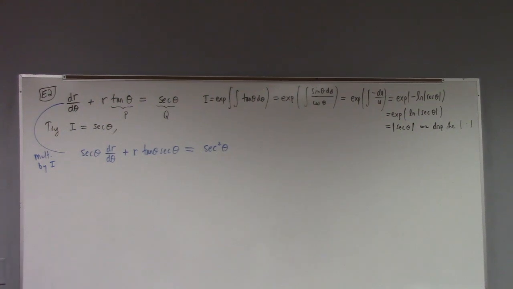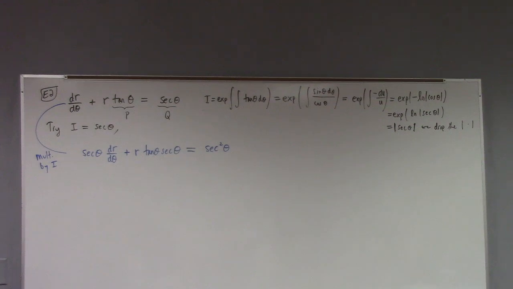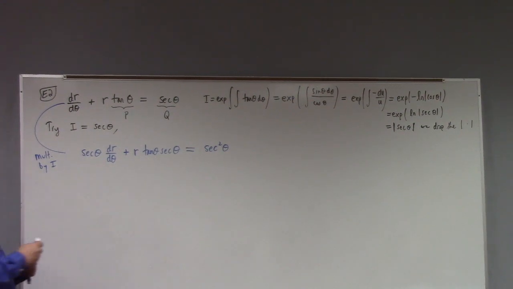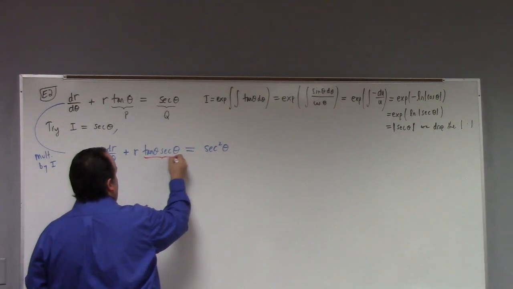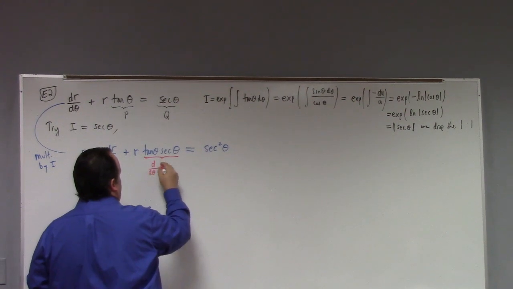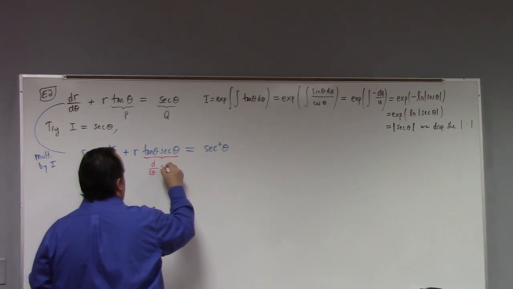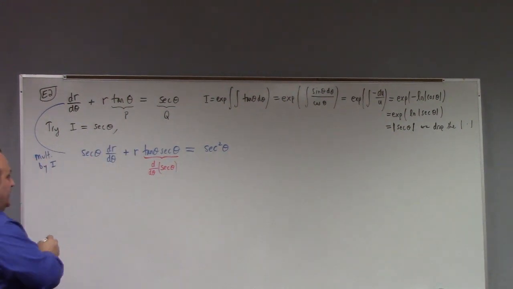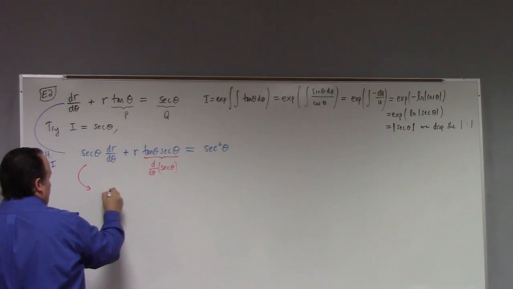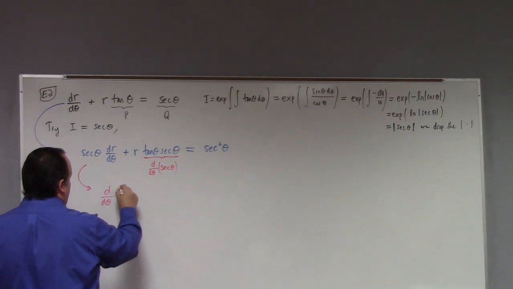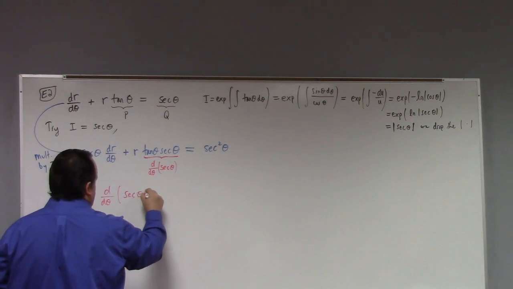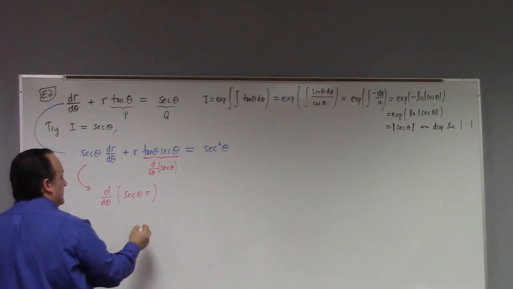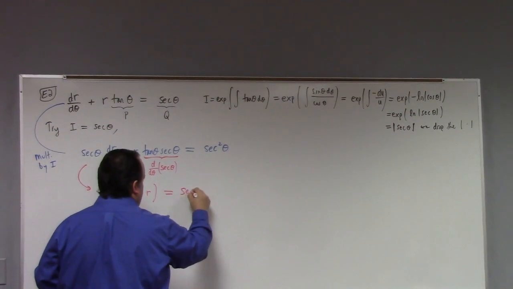Well, I think this worked out nicely, right? Because what is the derivative of secant? Right. So this right here is the derivative with respect to theta of secant theta, which is what we should hope for, right? So then reverse product rule, we have d d theta of secant theta times r equals secant squared theta.